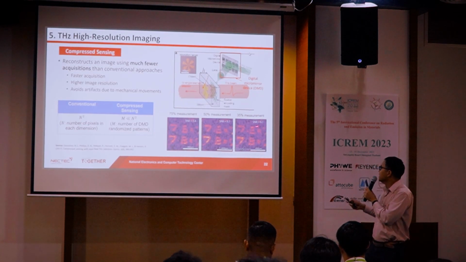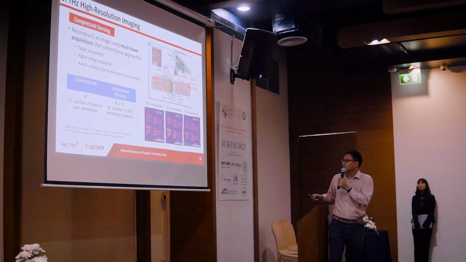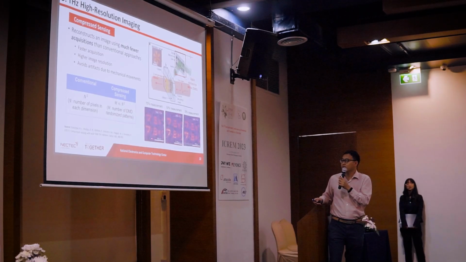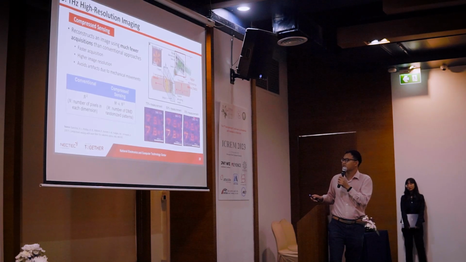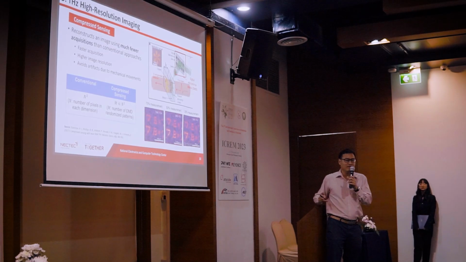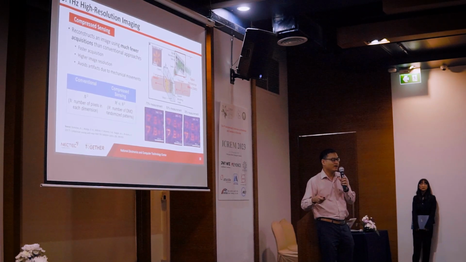So this is what you get if you have only 35% measurement compared to the conventional acquisition. If you have 75% measurement, then this is what you have. So you can see that even though you decrease the measurements a lot, you still get an image that is comparable to the one obtained from a higher number of measurements.